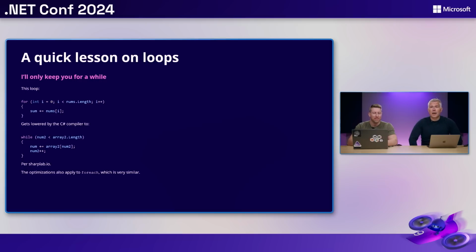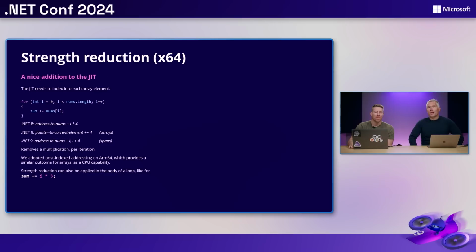If you type this exact for loop into sharplab.io, you'll see that the C# compiler lowers it to this while loop. So by the time the JIT gets it, it's actually not a for loop anymore. It's a while loop. And foreach is exactly the same. So while I'm going to talk about for loops, I don't want you to think, oh, I use while loops so they don't get any of this benefit. Not the case.